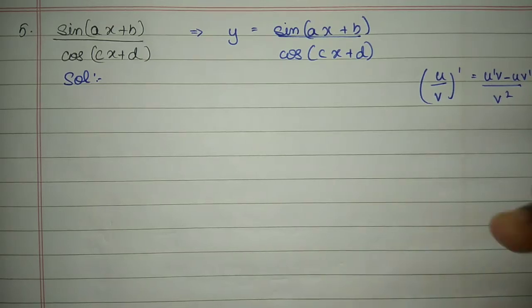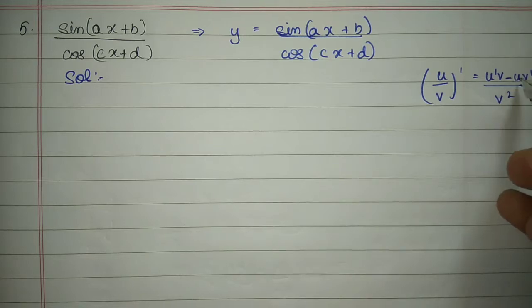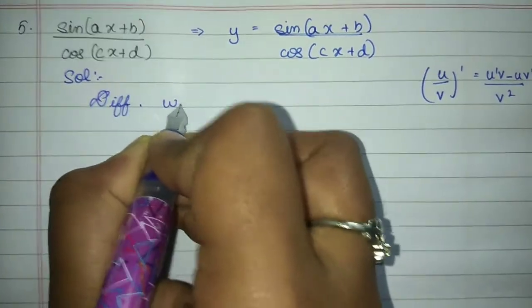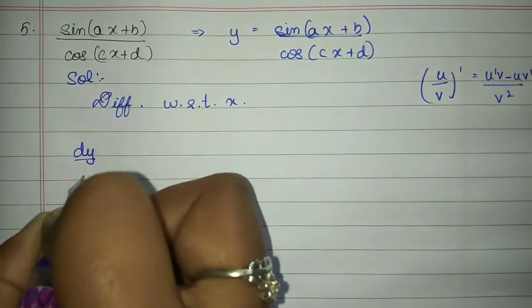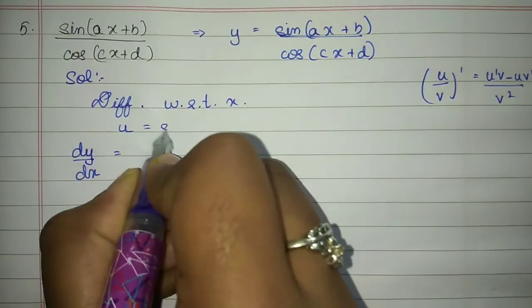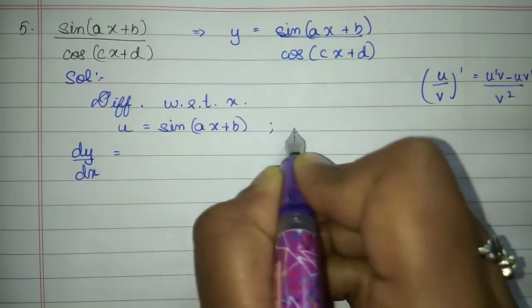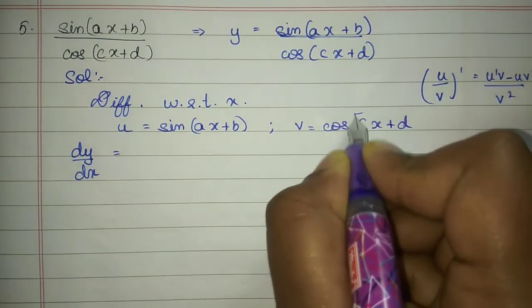This is the formula: d by dx of u into v minus d by dx of u into d by dx of v, divided by v square. That is nothing but, let us write, differentiate with respect to x. So we will have dy by dx as, so what is u? My u is equal to sin ax plus b, and my v is equal to cos cx plus d.